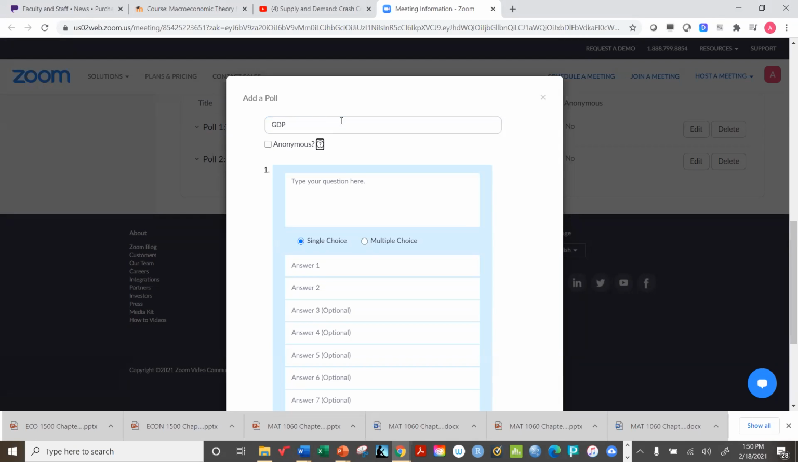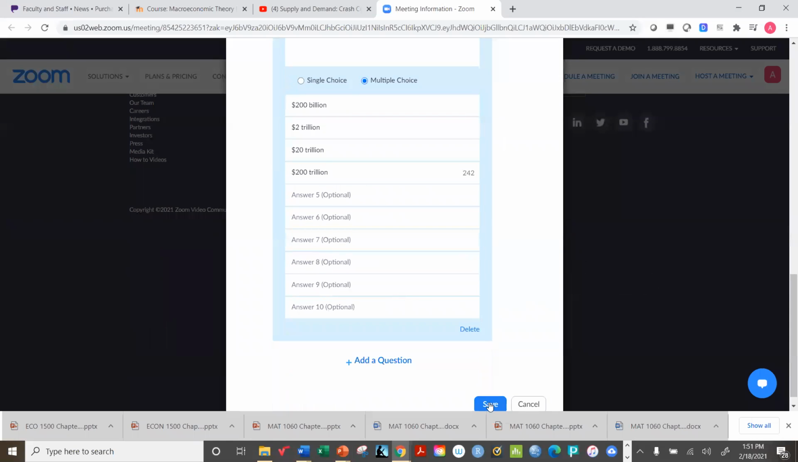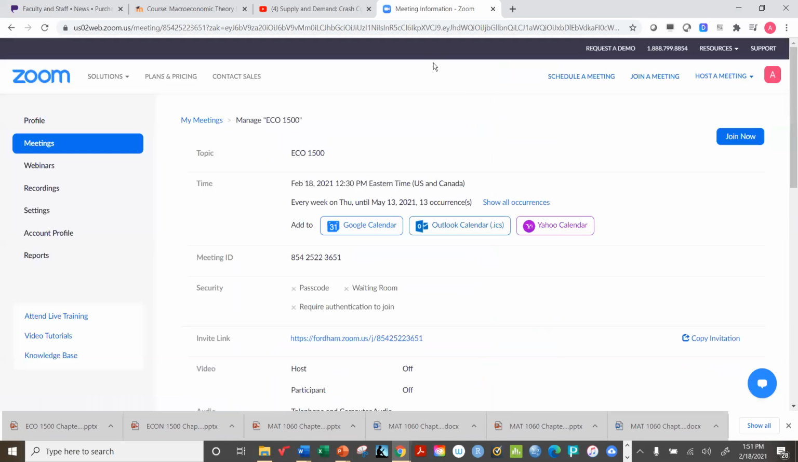GDP. Now remember, it means the total value of all goods and services produced in the United States during a calendar year. US GDP is approximately, all right, here we go: 200 billion, 2 trillion, 20 trillion, 200 trillion. And this is just to see if you have a feel for what that number should look like right now. Now, like I said, either you know it or you don't.